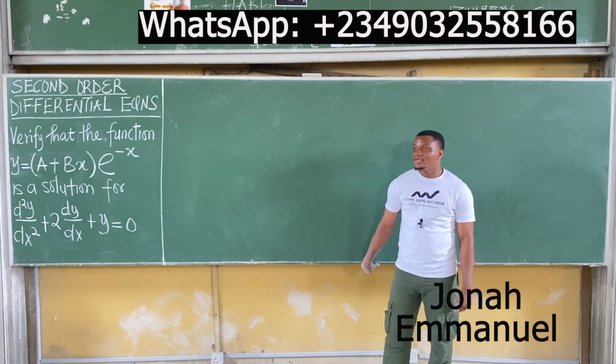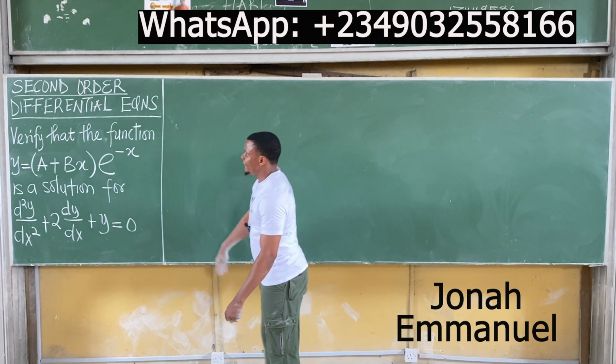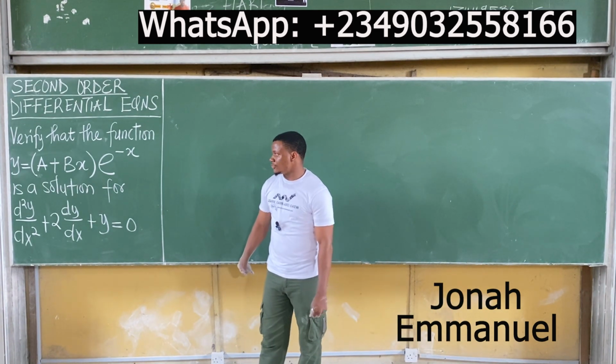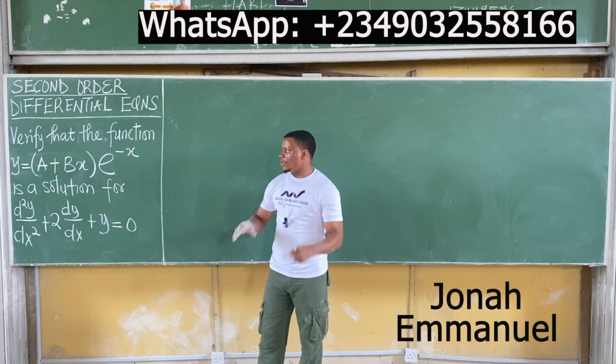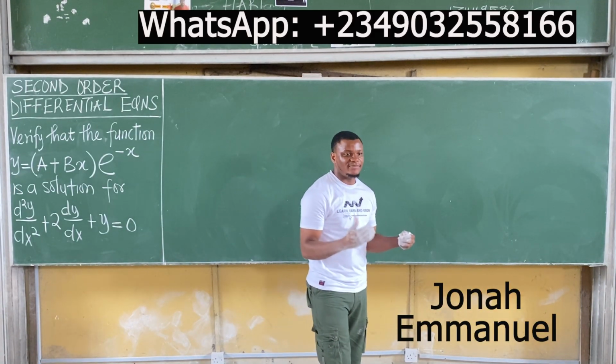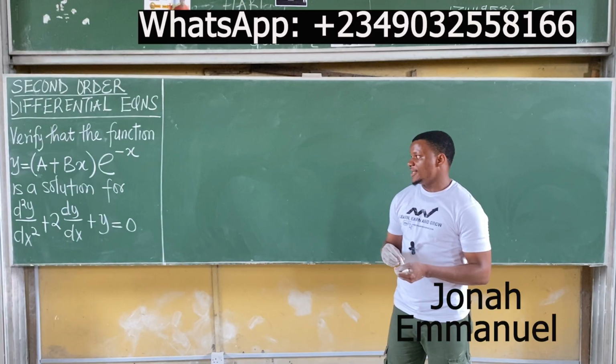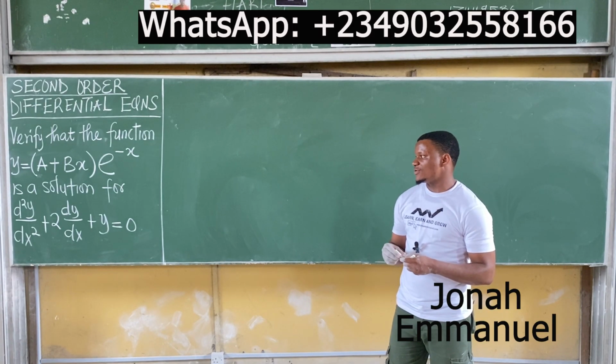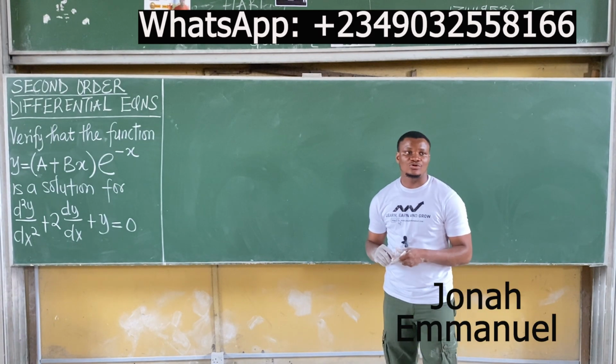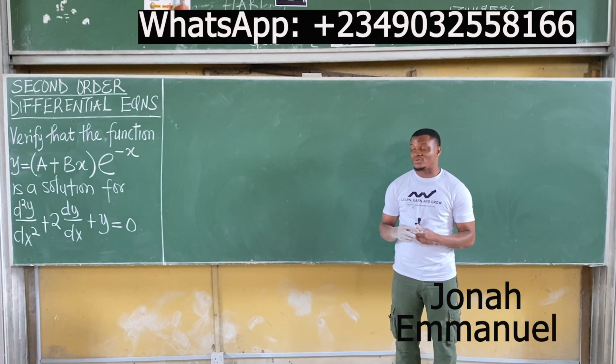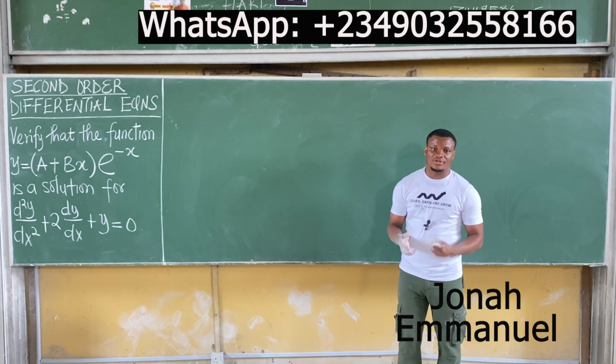Let's look at this question, please. The question here says, verify that the function y equal to (a plus bx) all multiplied by exponential minus x is a solution of d squared y over dx squared plus 2 dy/dx plus y equal to 0. So how do we solve this?